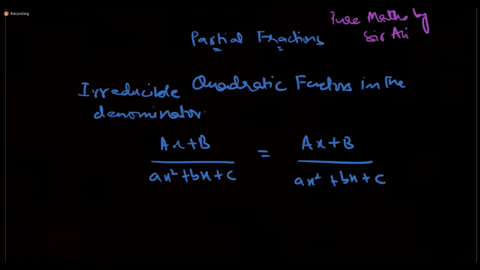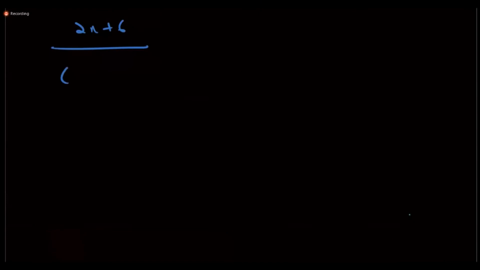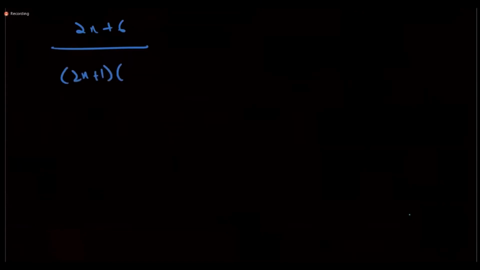Now, what will be a practical example of this? Let's have a look. For example, if the function is given as (2x + 6) divided by (2x + 1)(x² + 1). So how will we write it in partial fractions? It can be written as A over (2x + 1).